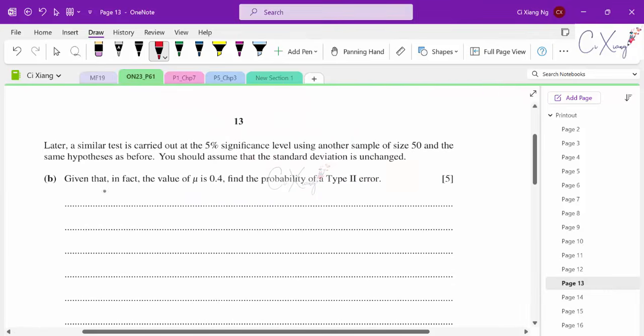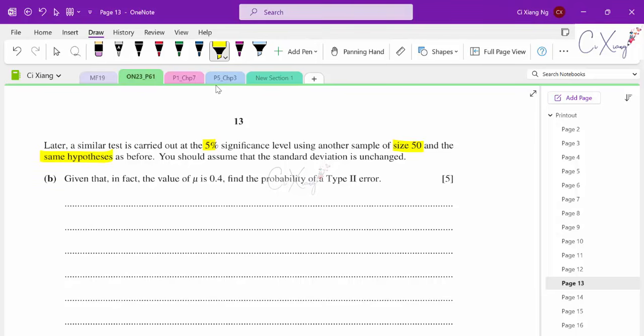Okay, now they tell you that later, a similar test is carried out at 5% significance level using another sample of size 50 and the same hypotheses as before. You should assume that the standard deviation is unchanged. So again, I want to write out my unbiased estimate of the population variance. It is equal to 61 over 1225. Now they say given that in fact the value of mu is 0.4, you have to calculate the type 2 error. Alright, so how should we calculate the type 2 error?